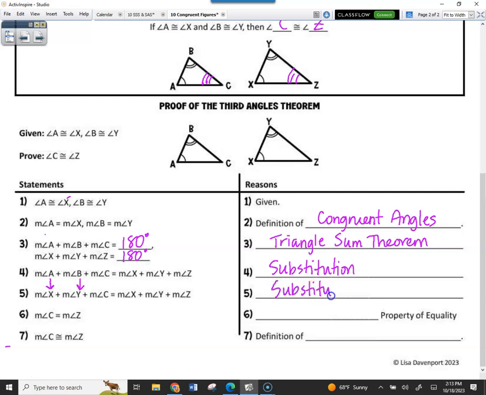Do we need to memorize the actual triangle sum theorem, or can we just add the equal? You don't have to memorize it. The good news is we're only going to do proofs for maybe 2 days.